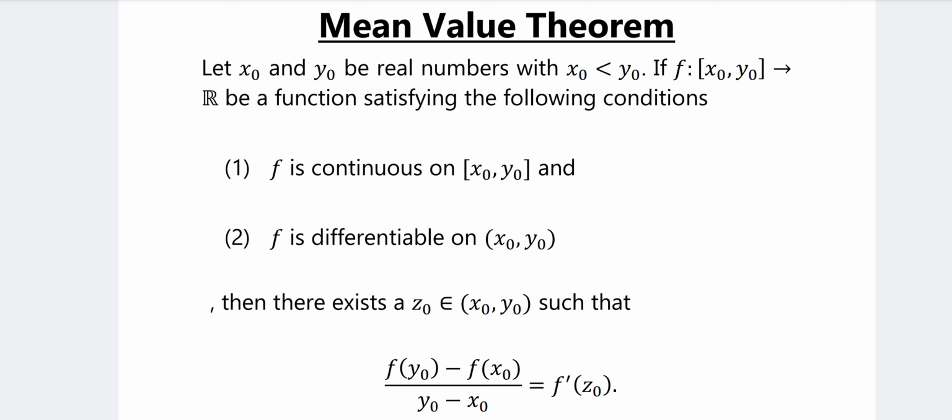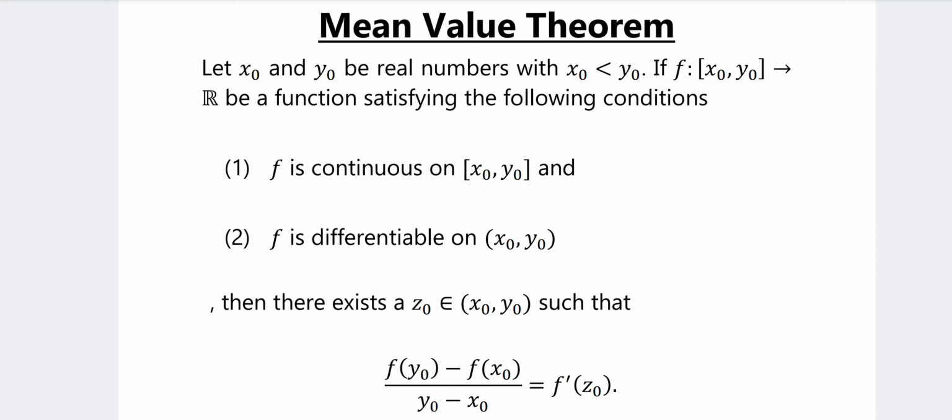Today I will talk on the mean value theorem, which is a consequence of Rolle's theorem. So, what is the statement of the mean value theorem? Suppose a function is defined on a closed interval [x naught, y naught], and it satisfies the following conditions. First, f is continuous on [x naught, y naught]. Second, f is differentiable on the open interval (x naught, y naught).